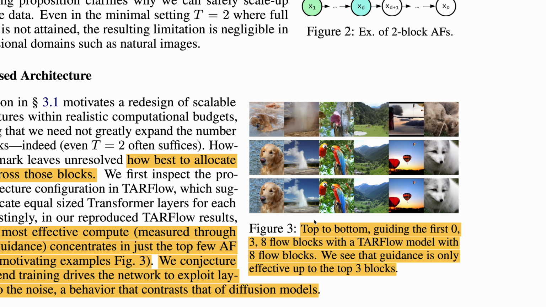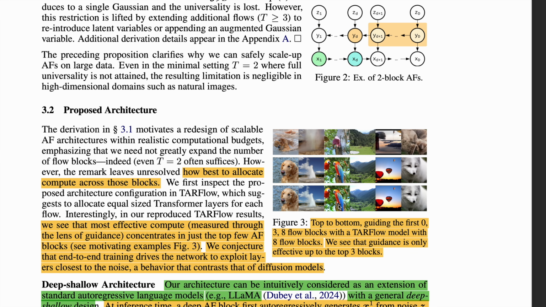let's have a look at this figure. Through the lens of guidance, the conclusion is that guidance is only effective up to the first 3 blocks. For the blocks beyond the third block, guidance is not useful anymore. So it seems that from that they conclude that it's best to have more compute close to the prior.